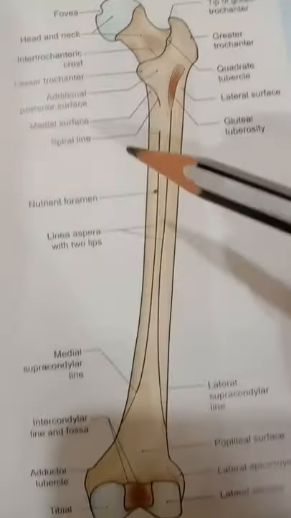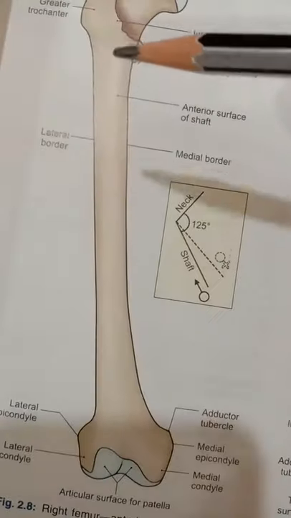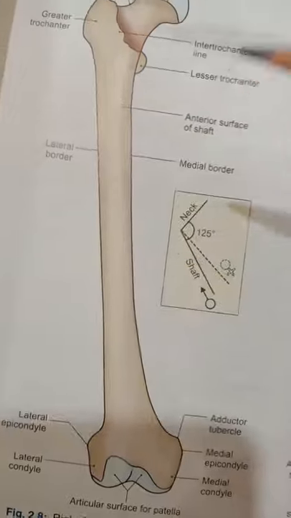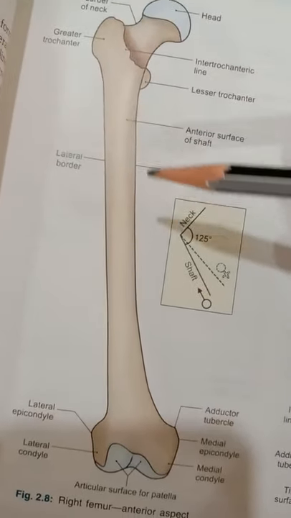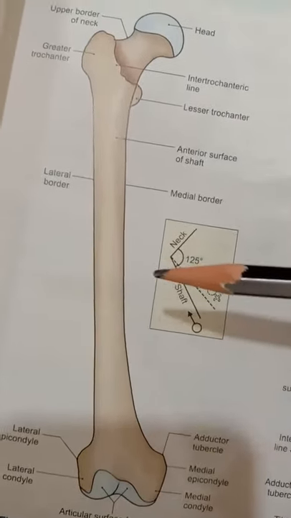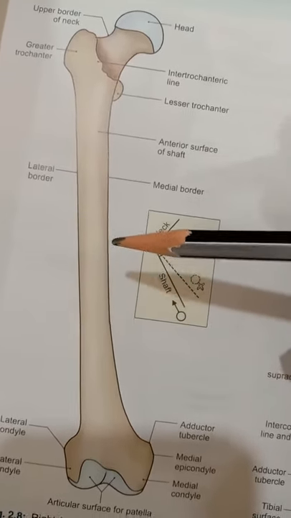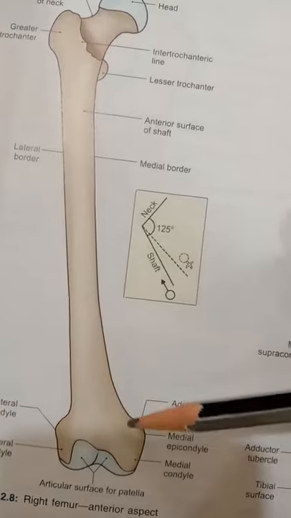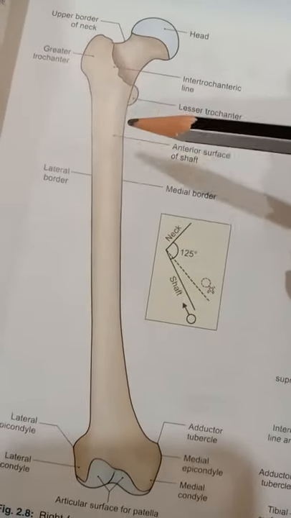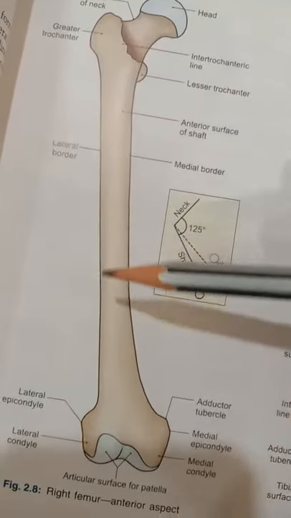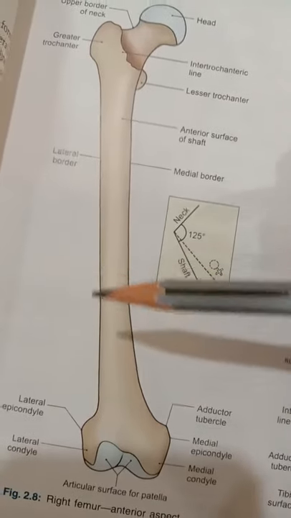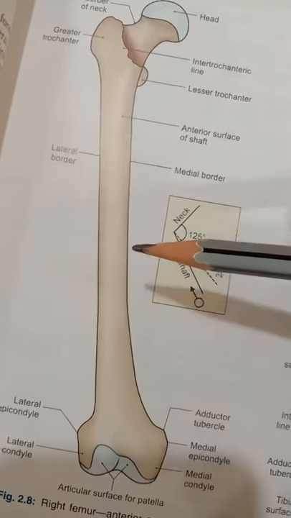Then that is the shaft of the femur. So this is the posterior view, this is the ventral or anterior view. The shaft of the femur is more or less cylindrical, and it is narrowest in the middle, and more expanded inferiorly than superiorly. Then it is convex forward and directed obliquely downwards and medially.